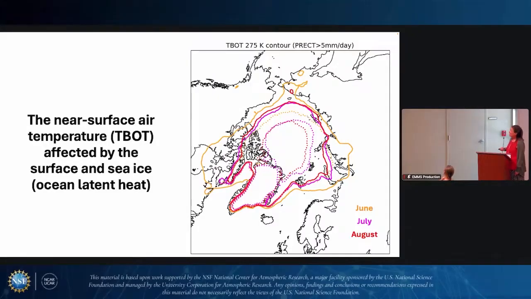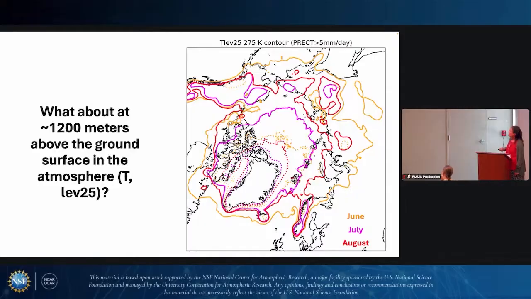So I thought, oh, this would be kind of fun to think about: what does it look like a kilometer above the surface? How much is the ocean influencing that? And that's where, yeah, these are the same contours, but now looking about 1,200 meters above the ground surface in the atmosphere. And one thing that's really interesting to me, at least, is just how different these look.